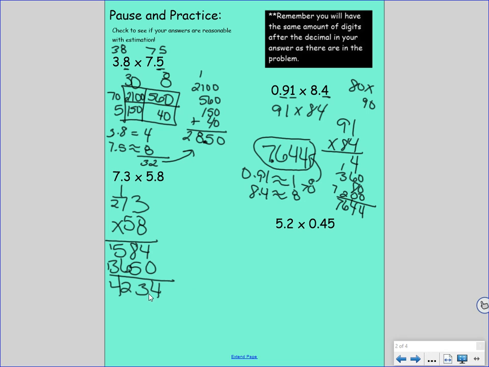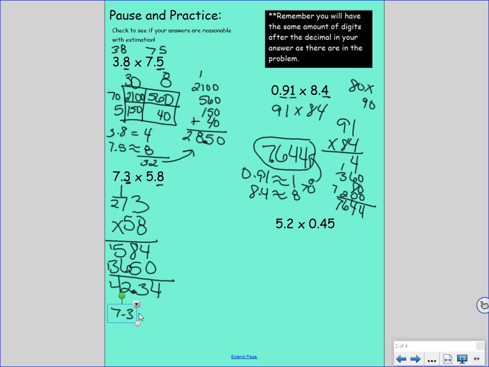But I can't forget my decimal. How many digits are after the decimals in the problem? There's 1, there's 2. So that means my decimal will go here. 42 and 34 hundredths. Let's estimate and check.